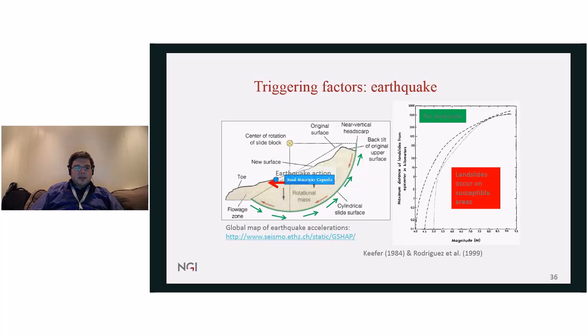In the case of earthquakes, we have an additional action which is given by the earthquake shaking, and this basically is adding a driving force or a driving action in addition to the self weight.